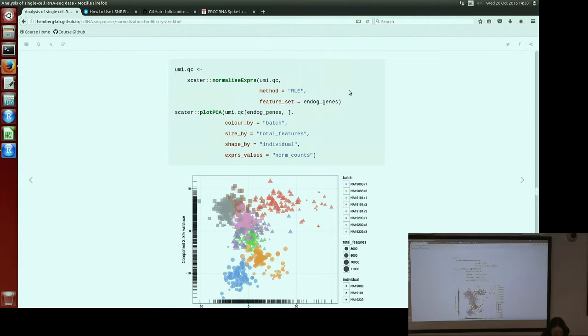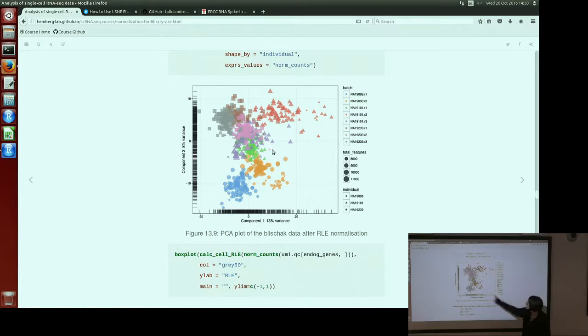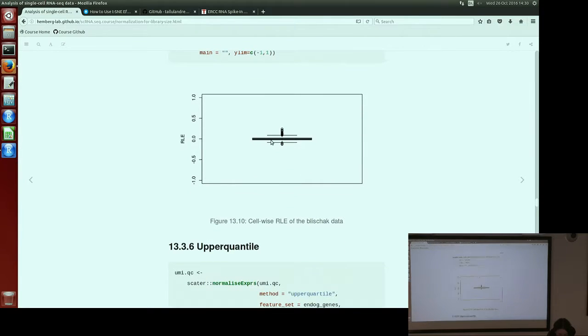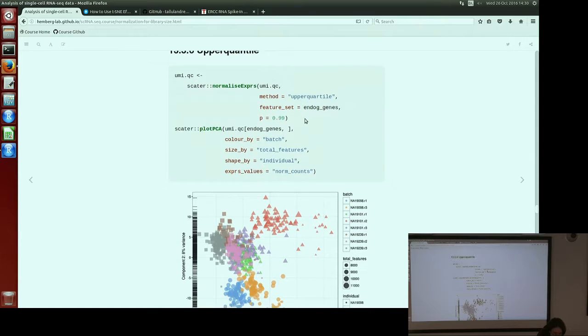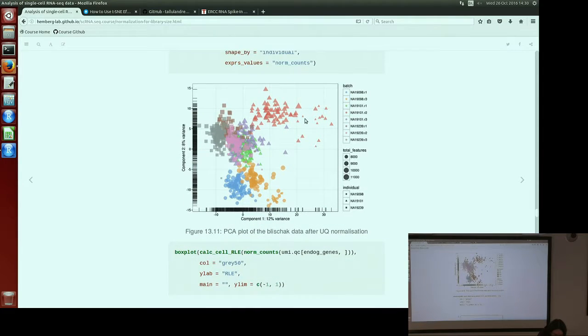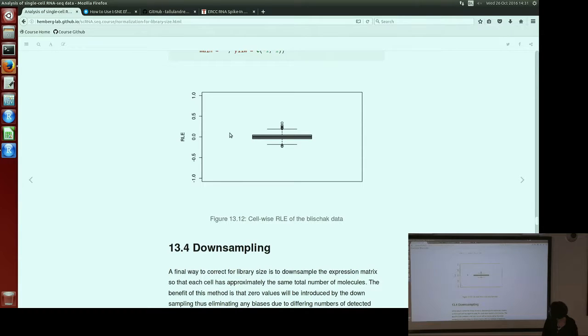Right, and then we did size factors from DESeq. Again, you see this is not as good as the counts per million methods. And do the cell RLE. You see we've got quite a few outliers up there, but otherwise that looks reasonably good. And there's upper quartile, which looks very, very similar to the size factors method, although it has a bit higher RLE remaining at the end.